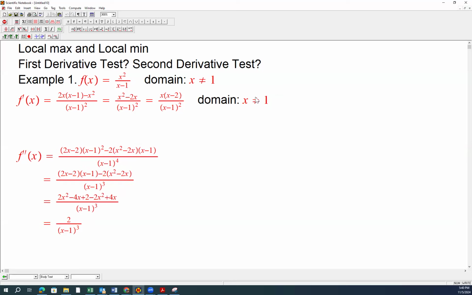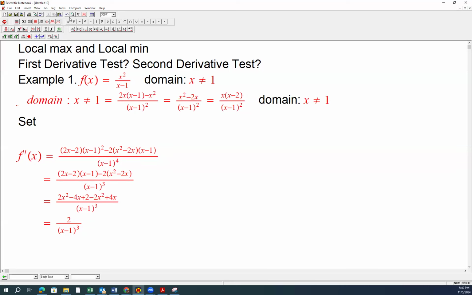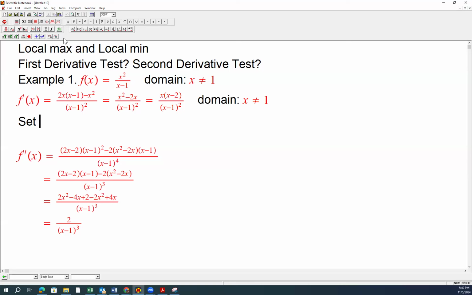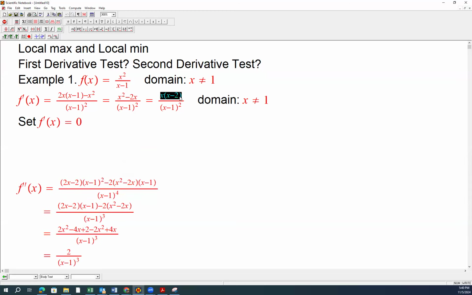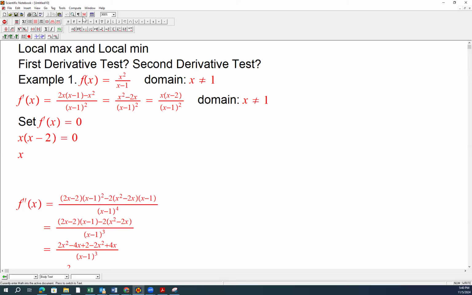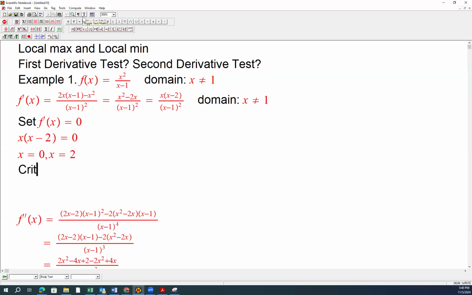To find critical numbers, we set the first order derivative equal to 0. The denominator cannot be 0, so the numerator must be 0. So we get critical numbers x equals 0 and x equals 2. Critical numbers are 0 and 2.